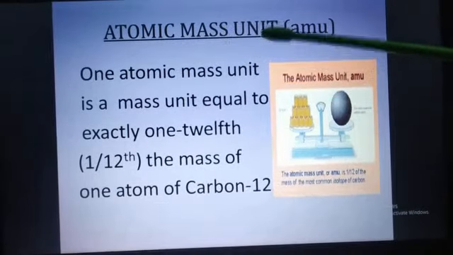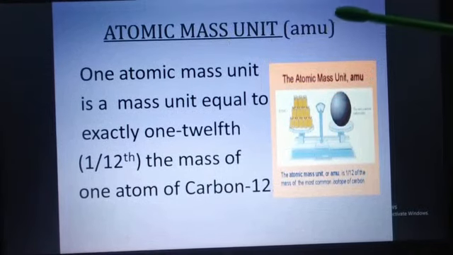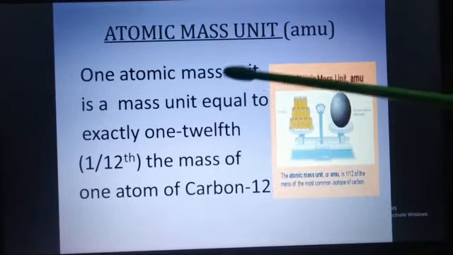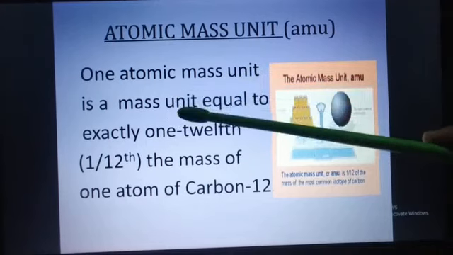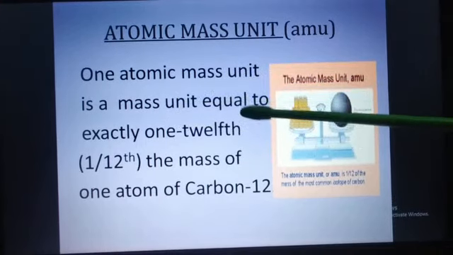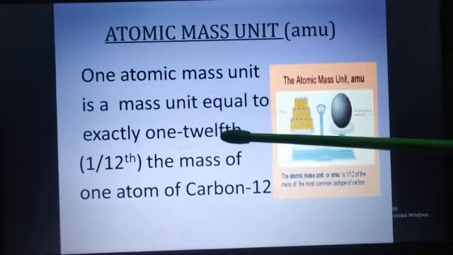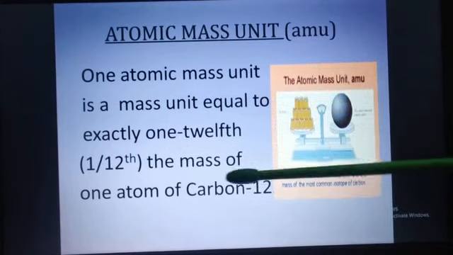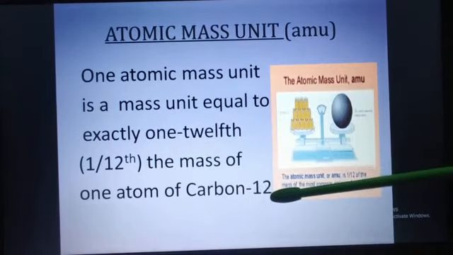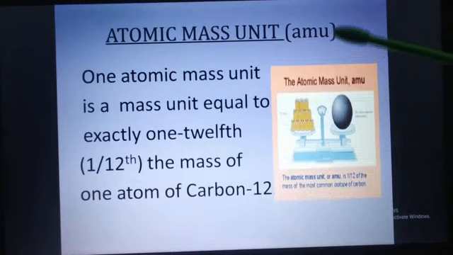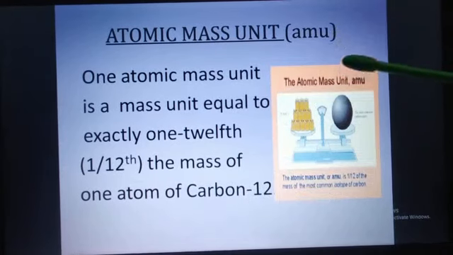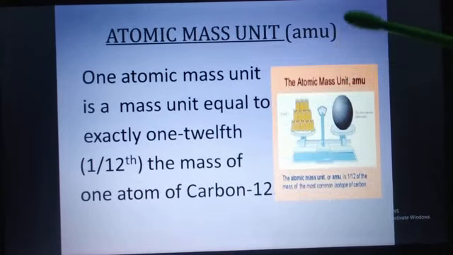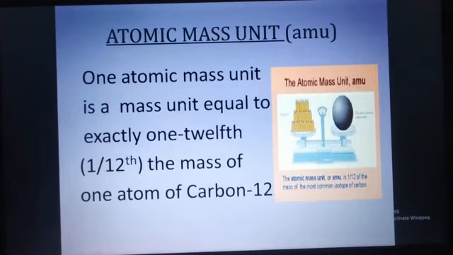Next, atomic mass unit, AMU. One atomic mass unit is defined as mass unit equal to exactly 1/12 the mass of one atom of carbon-12. So here we have achieved first learning outcome, that is to define atomic mass unit.